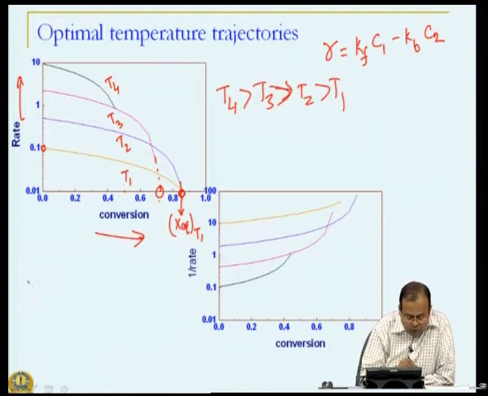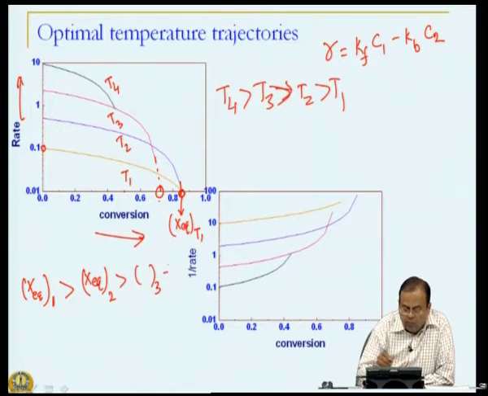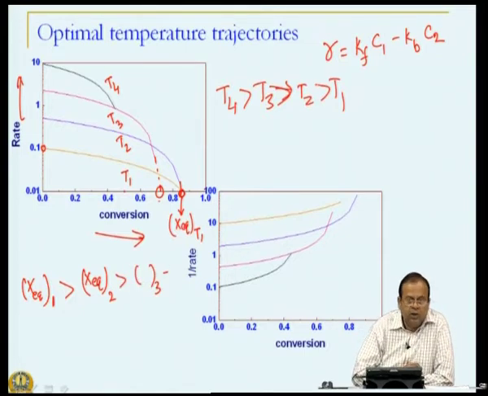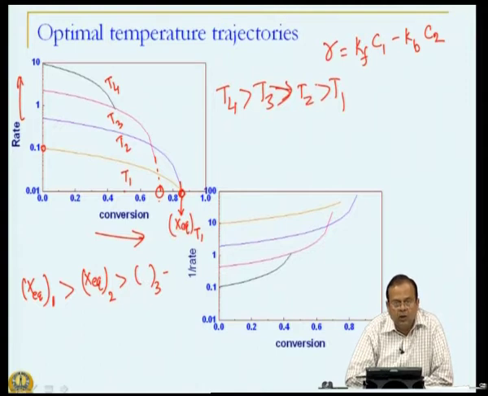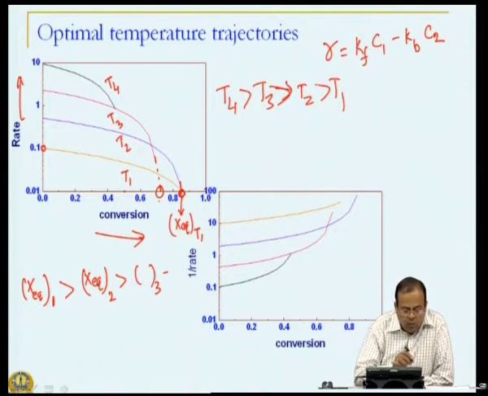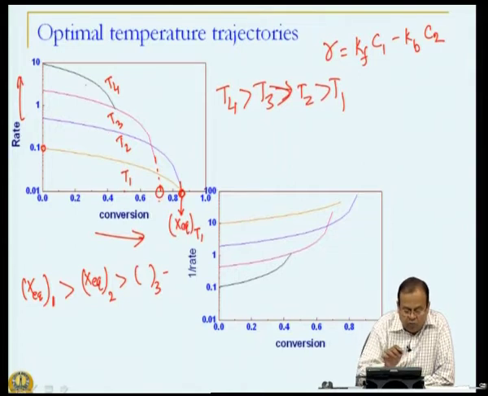So, what happens to my equilibrium conversion? The equilibrium conversion for temperature T1 is greater than the same thing for T2, T3 and so on, because that is the characteristic of an exothermic reaction. But what is happening to the rate? The rate is higher at temperature T2 because of the Arrhenius effect, same as T3, T4.